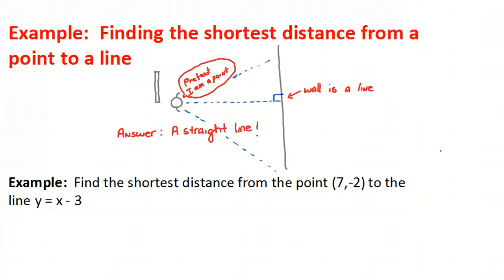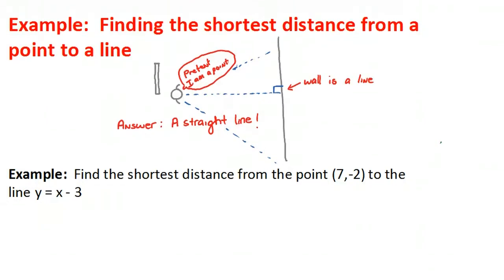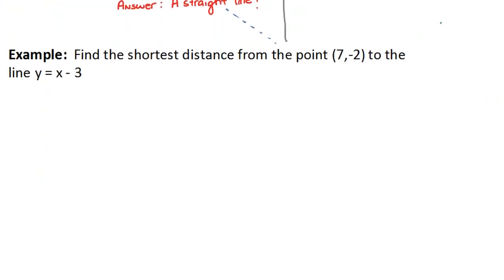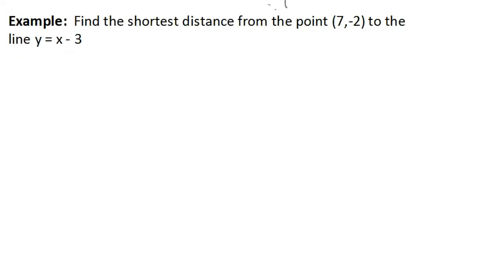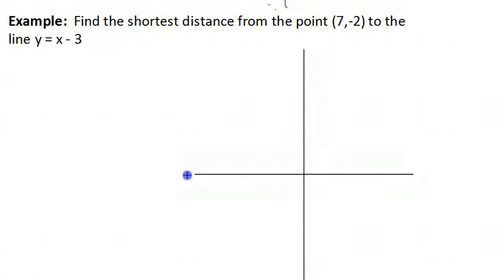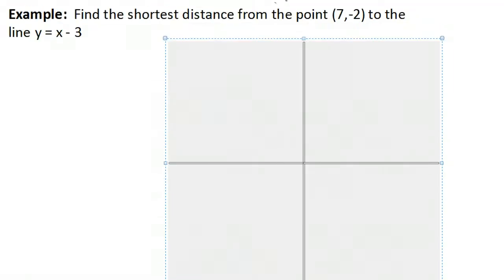So let's look at an example, because maybe that picture confused you more than it helped you. So let's see if we can understand with an example. We want to find the shortest distance from the point (7, -2) to the line y = x - 3. So again, I have no picture, so the first thing I'm going to do, even when I do know what I'm doing usually, is draw a little picture. So let's draw this picture.